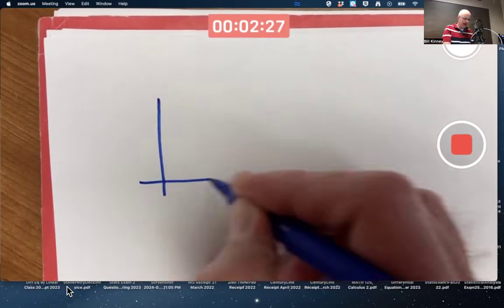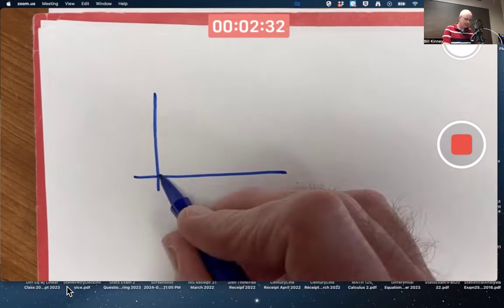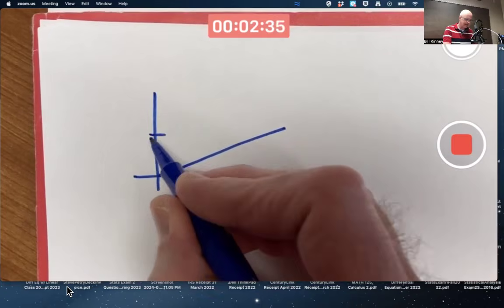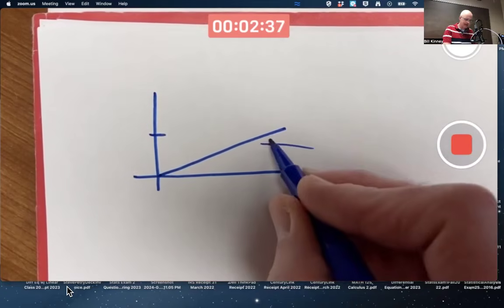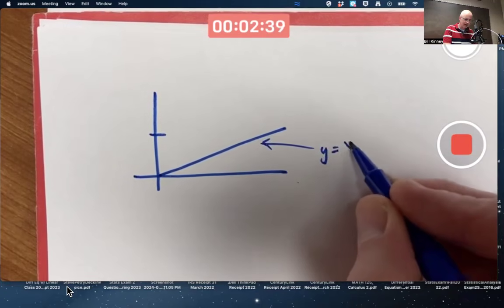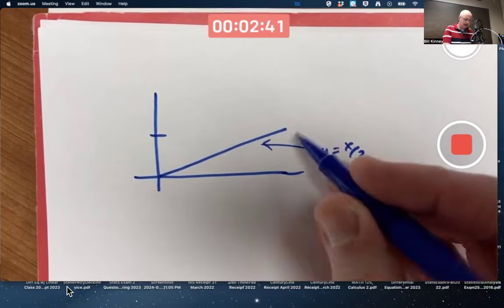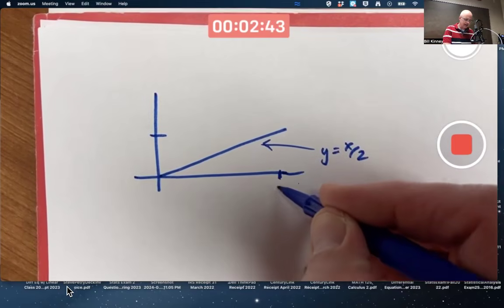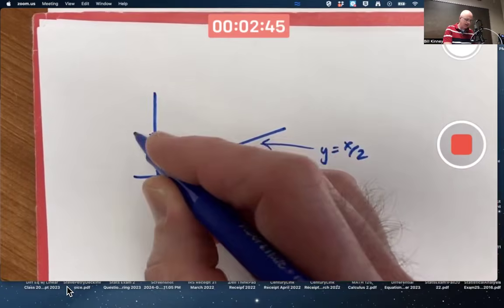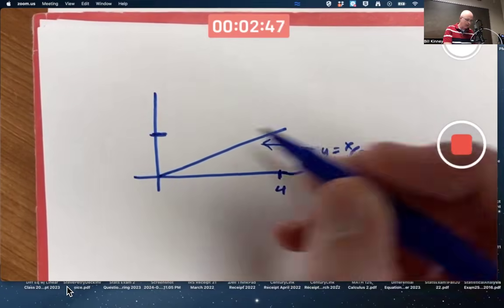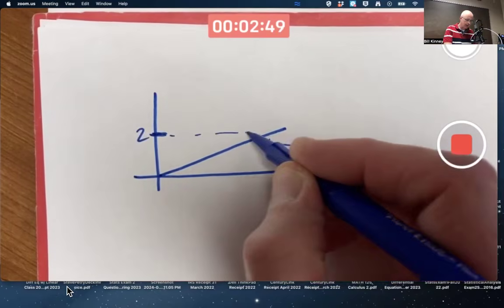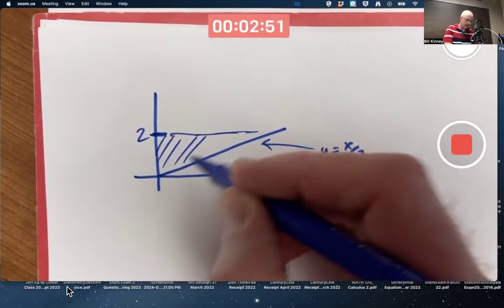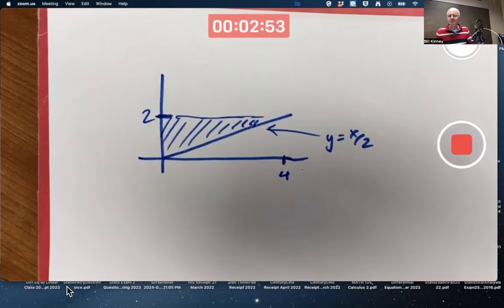Let's say you've got a triangle shaped like this. Let's make this be the line y equals x over 2. And for good measure, let's go out to x equals 4 here. And this would be y equals 2 right there. And the triangle is going to be this region right here.